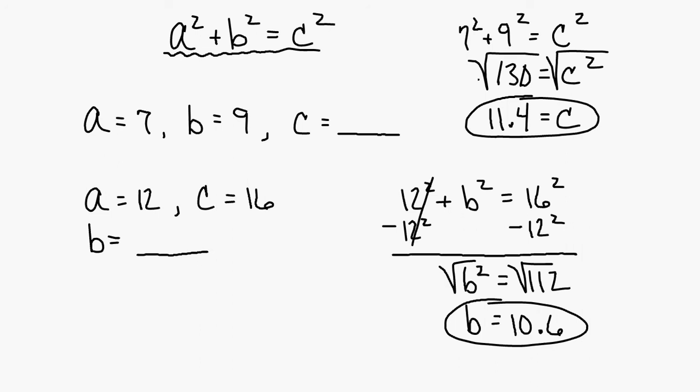Okay? You will use this method right here when you're finding A or B. And you'll use this method right here when you're finding C. Both times you substitute the given values into the formula and solve for the letter that you need. Are there any questions?